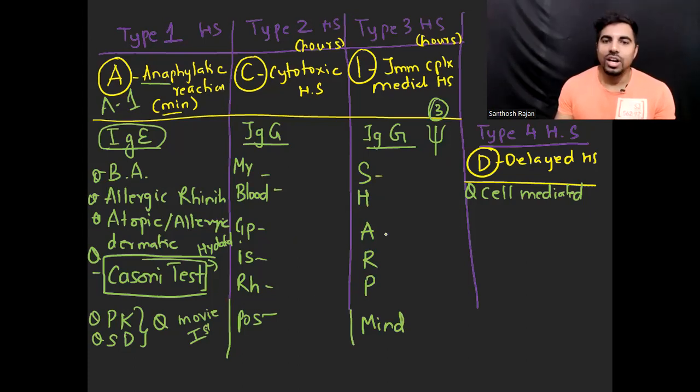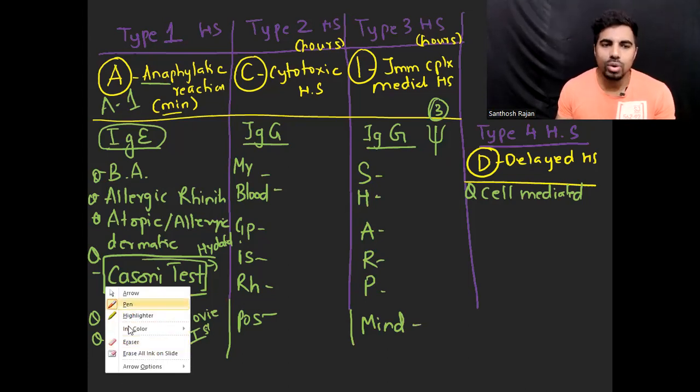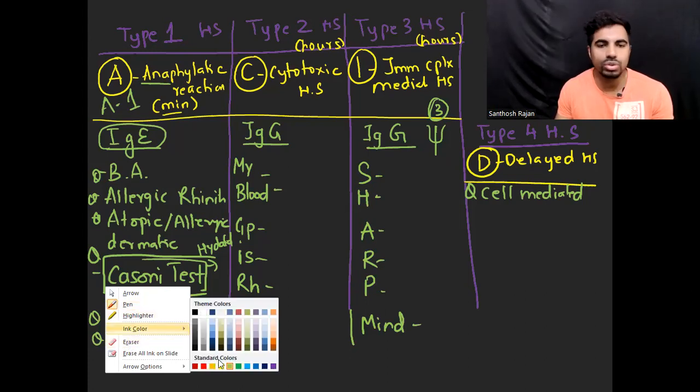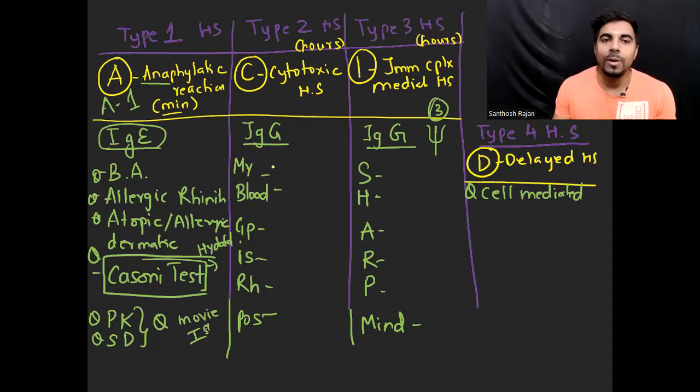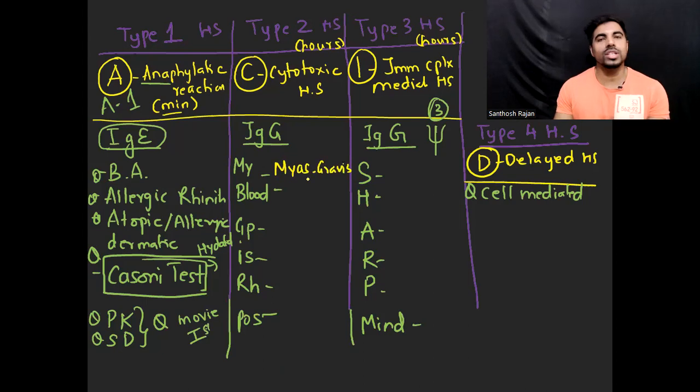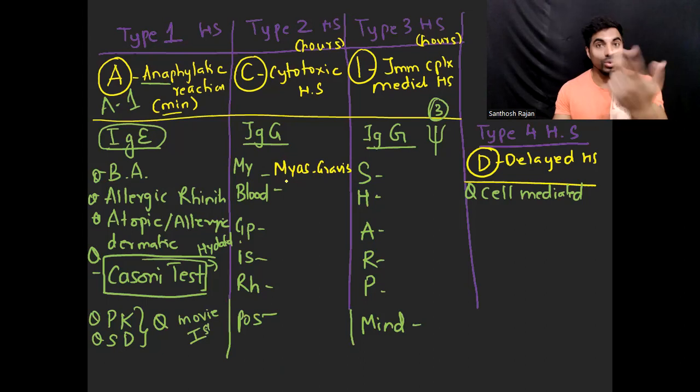Now let's go to the disease names. I'm taking a little bit slowly here because without this you can't enter the exam and it's very easy. There is no way you're going to miss. M for the disease name is myasthenia gravis. If you remember the shortcut, my blood group Rh positive, you remember myasthenia gravis is type 2, and you would easily get one mark.